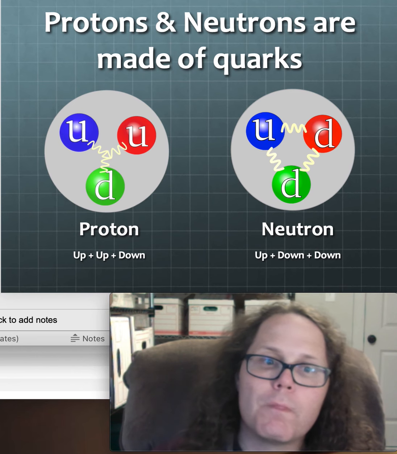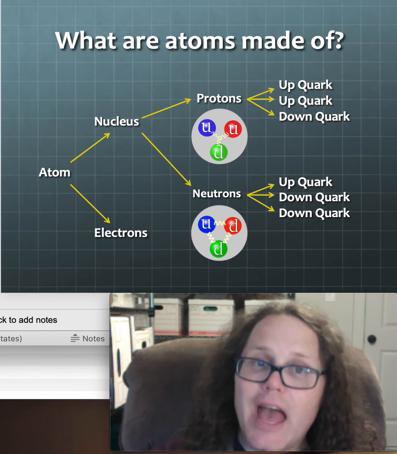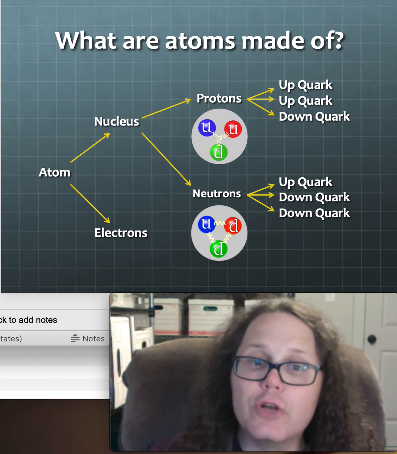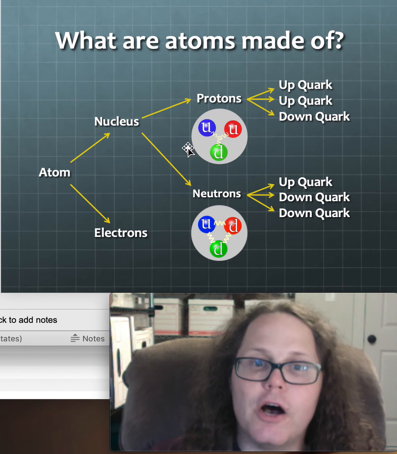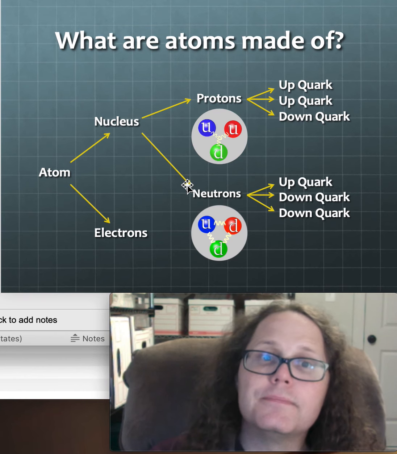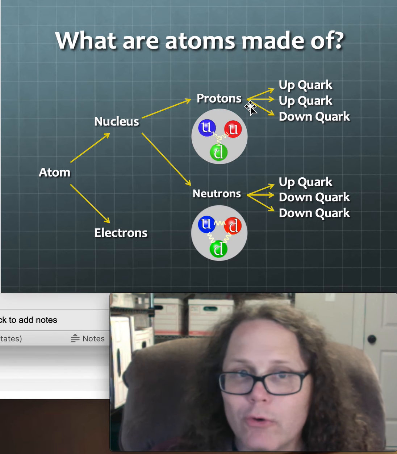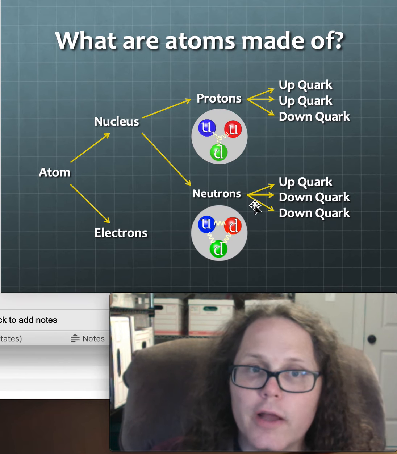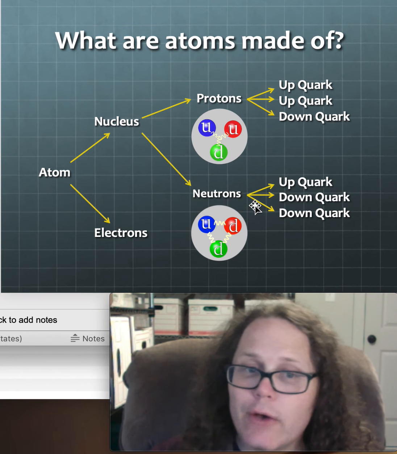So let's revisit the structure of an atom. An atom consists of a nucleus that may be surrounded by a cloud of electrons. That nucleus consists of protons and neutrons. The proton consists of 2 up quarks and a down quark, while a neutron consists of 1 up quark and 2 down quarks.